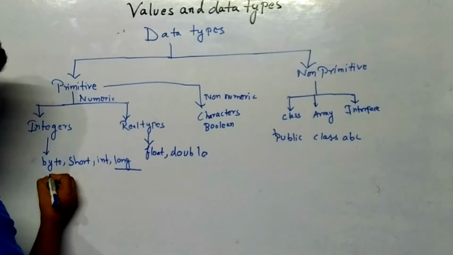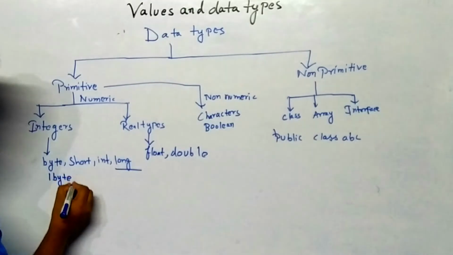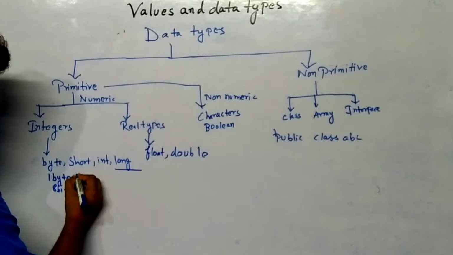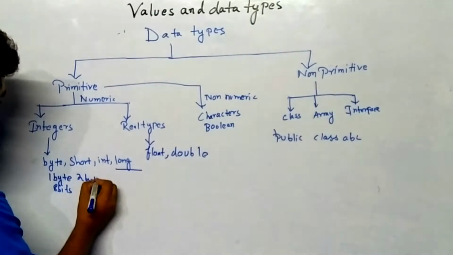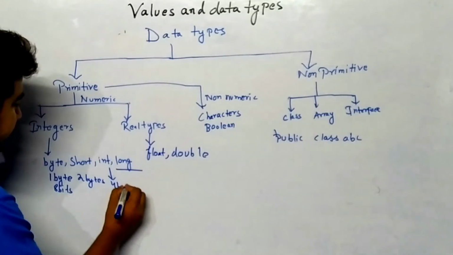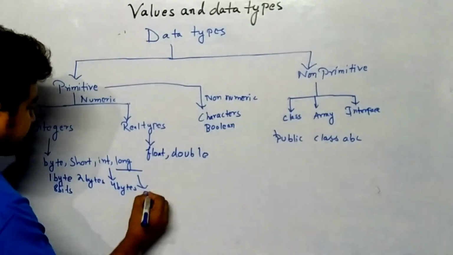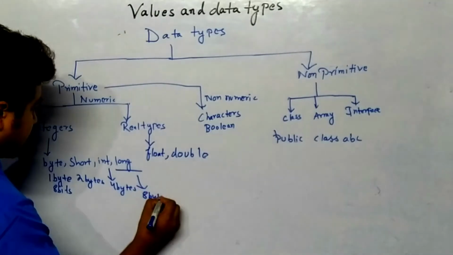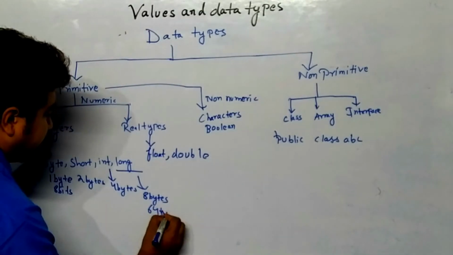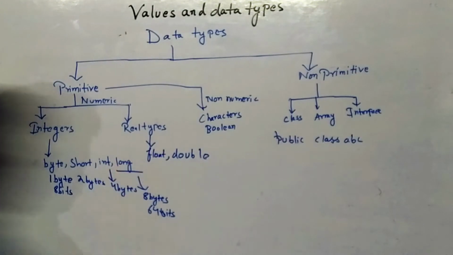You can see clearly the sizes in bits. This is 1 byte, and 1 byte means 8 bits. This is 2 bytes, this is 4 bytes, and 4 bytes means 32 bits. This is 8 bytes, which means 64 bits, since 8 into 8 is 64 bits. So you can clearly see that if the number is large, you will store it in long as a data type.